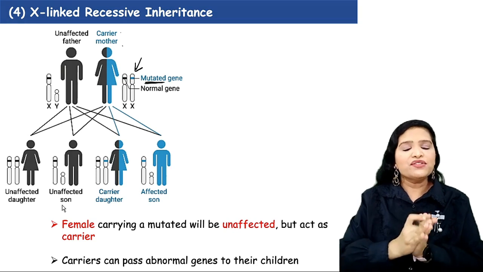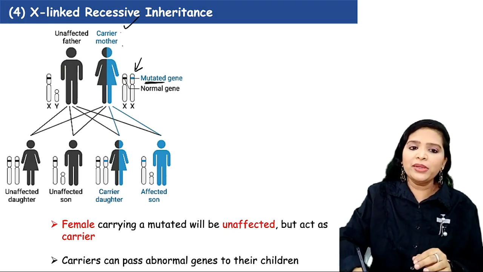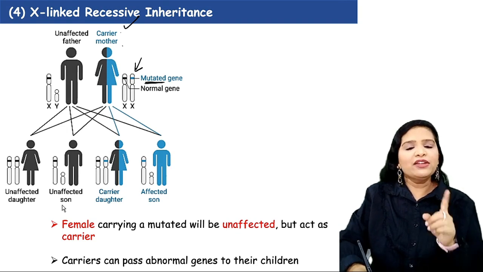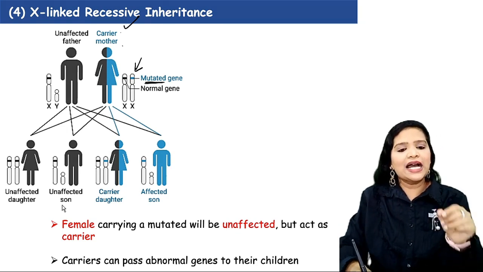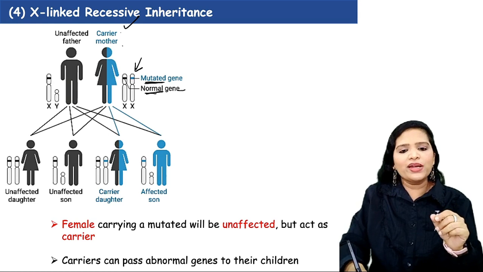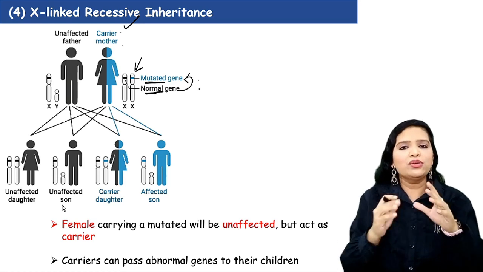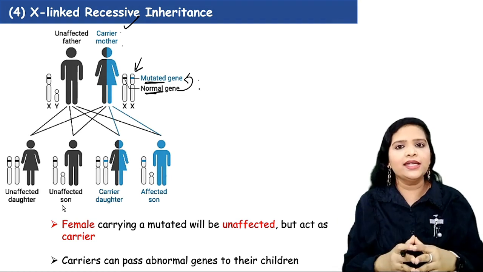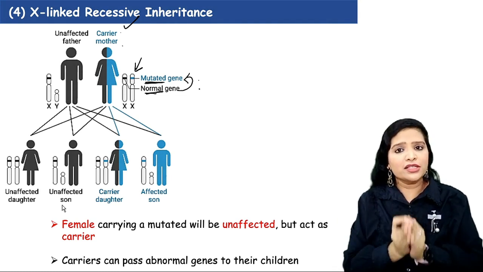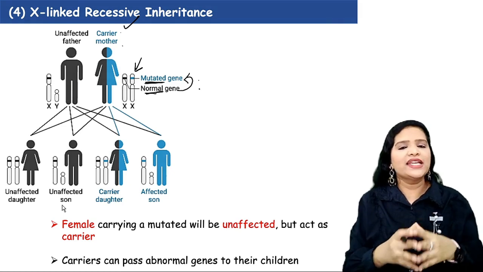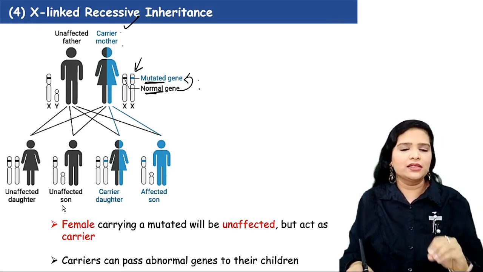Why? If she is affected, then we call this a dominant type. Okay, since this is a recessive type of disorder, even if one mutated gene is there, the other normal gene will take over the function of the mutated gene. So she will be looking normal. She will not have any problem or any disorder, but she acts as a carrier. So this type of inheritance is called X-linked recessive.